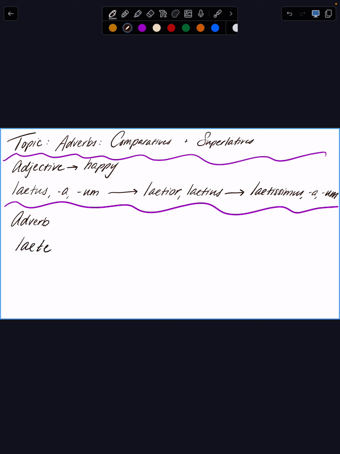Okay, so this is just happy. So for adverbs, what's the criteria? For the positive, if it's a word that comes from an adjective, it's going to end in an E. Let's say we have the adjective for quick, the quick fox. You would say celerimus. How would I make it a positive adverb? Celere. It would be celere. So it ends in an E, if that makes sense.